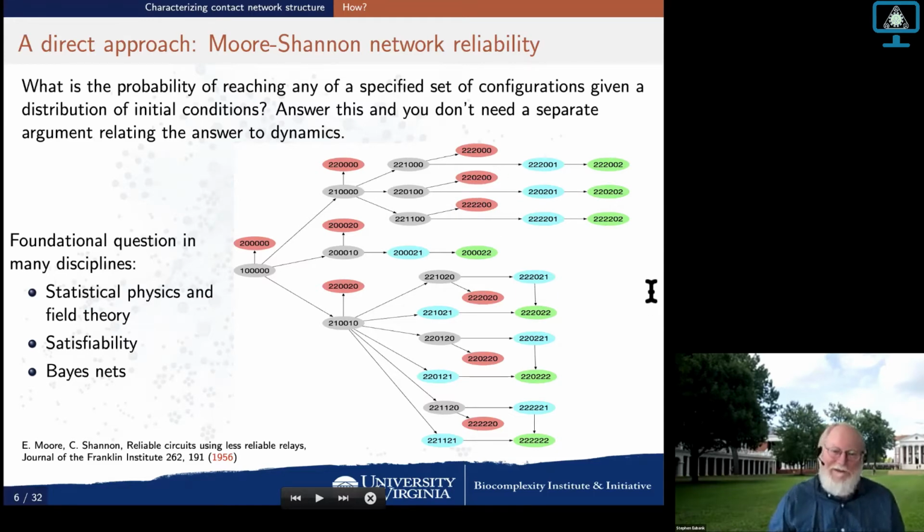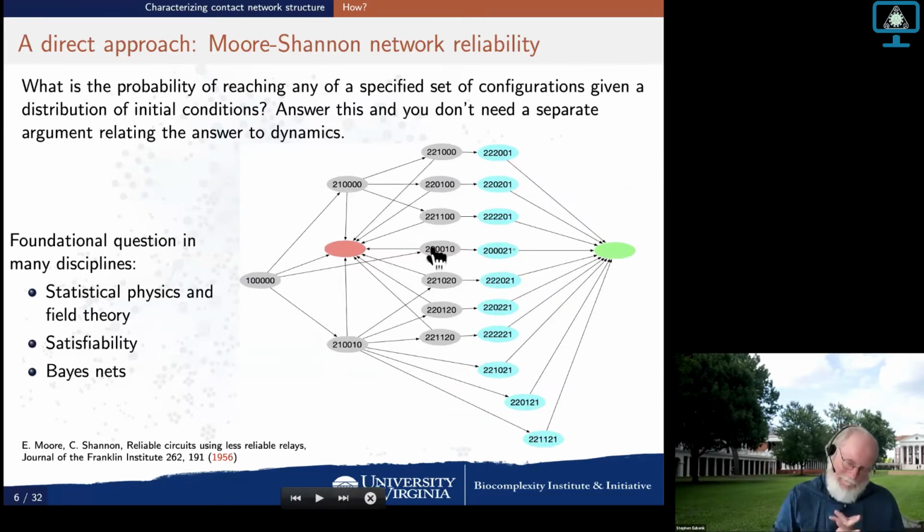This question of what's the reachability of some configuration given your starting configuration in the dynamical system, it shows up all over the place, particularly that I know of in statistical physics and field theory. But it's a Bayesian network problem. It's just all over the place. The way I'm going to pitch it today is in terms of satisfiability.